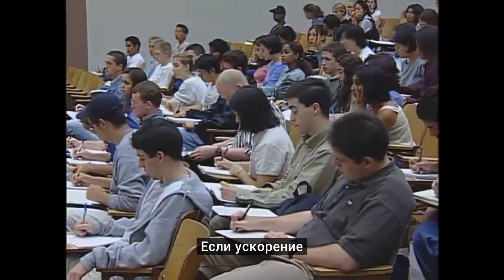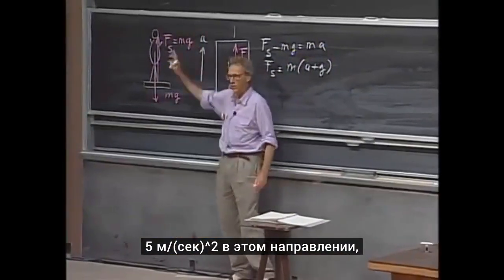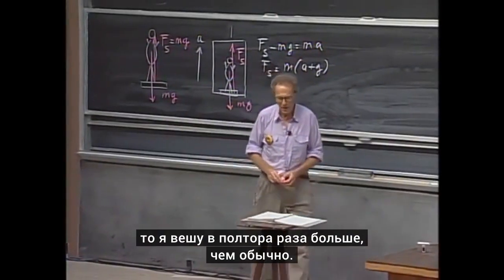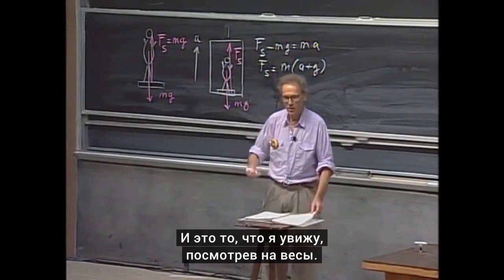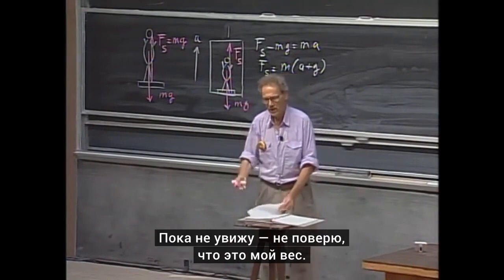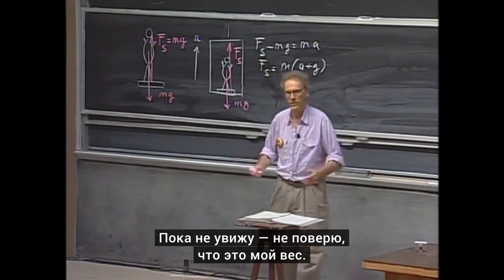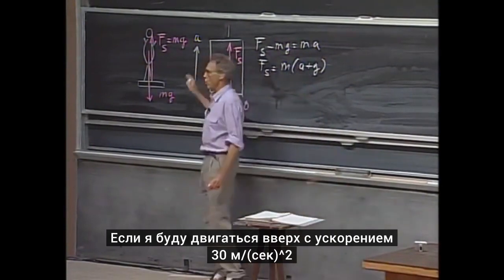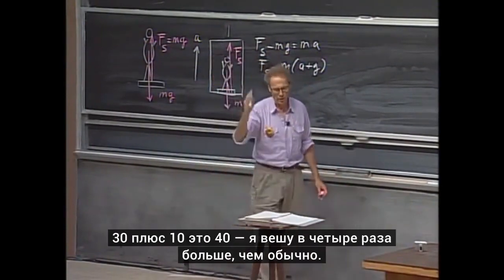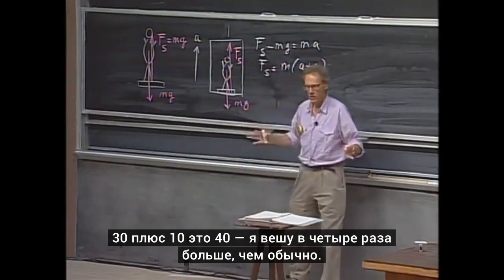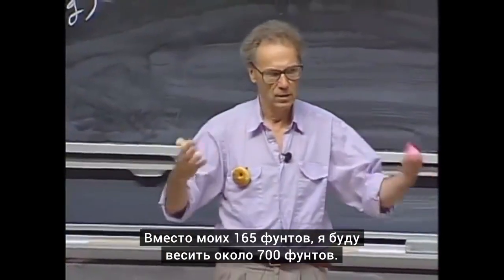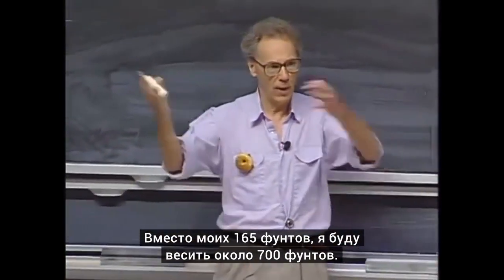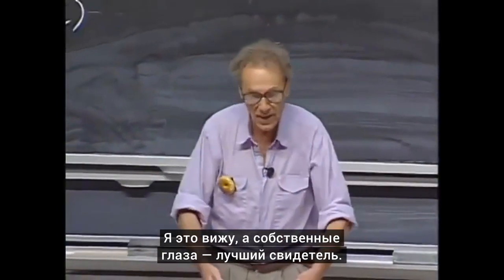If this acceleration is 5 meters per second squared in this direction, I am 1.5 times my normal weight. If I look on the bathroom scale, that's what I see. Seeing is believing. That is my weight. If I accelerate upwards with 30 meters per second squared, 30 plus 10 is 40. I am 4 times my normal weight. Instead of my 165 pounds, I would weigh close to 700 pounds. I see that. Seeing is believing. That is my weight.